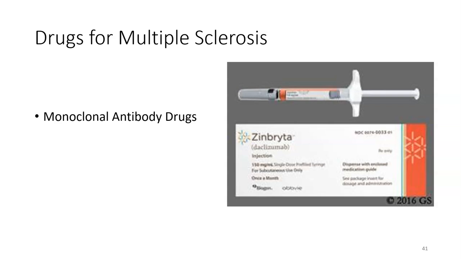We also have monoclonal antibody drugs. Lots and lots of these. This is daclizumab, which is known as Zinbrita. And of course, it's got the drug stem of MAB. So this is specific for multiple sclerosis.